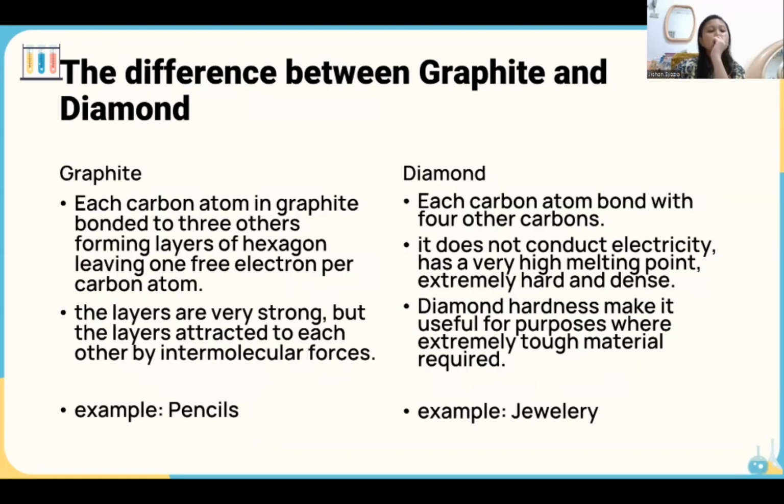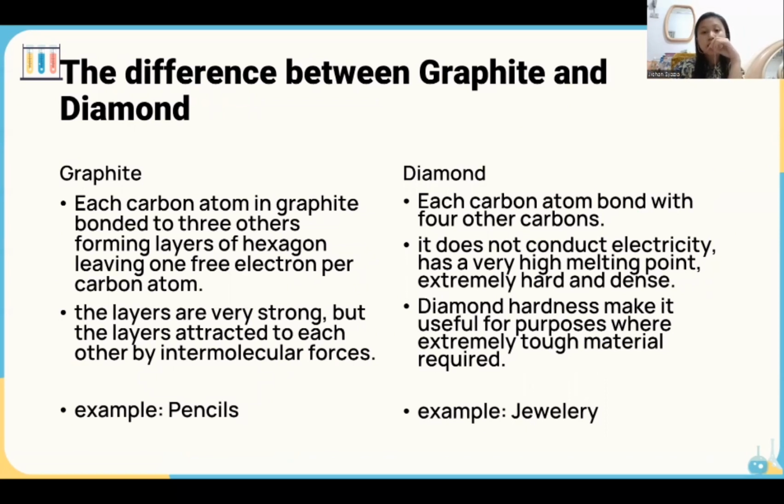Now I'm going to tell you the difference between graphite and diamond. So, graphite. Each carbon atom in graphite is bonded to 3 others, forming layers of hexagons, leaving 1 free electron per carbon atom. The layers are very strong, but the layers are attracted to each other by intermolecular forces. An example of graphite is a pencil.